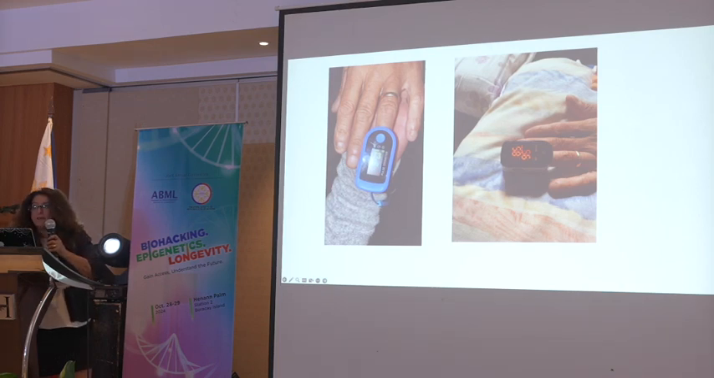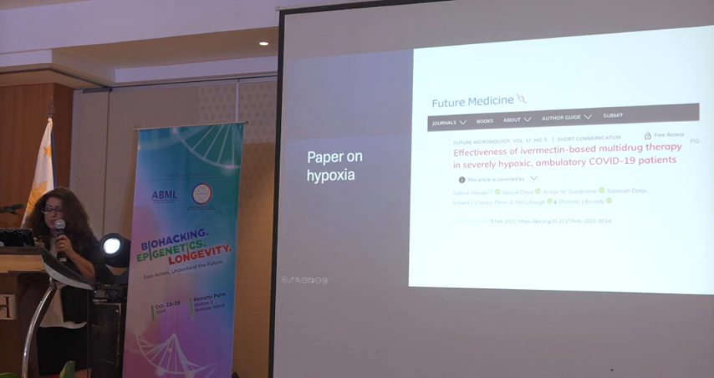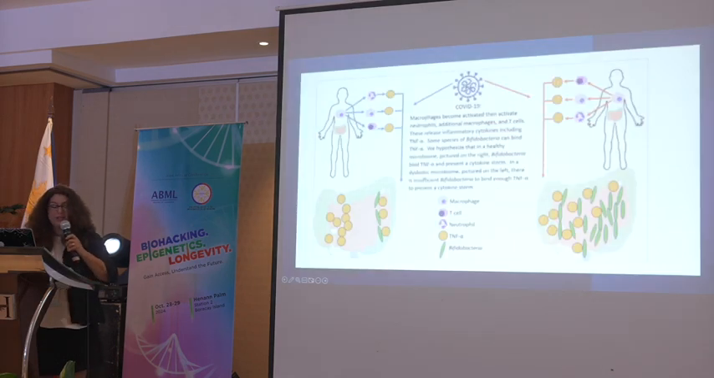My patients with hypoxia went from 73%, and after 36 milligrams of ivermectin, oxygen saturation went from 73 to 95%. How does that happen? So we published this paper, Effectiveness of Ivermectin-Based Multi-Drug Therapy in Severe Hypoxic Patients. That also took about a year to publish. What is the hypothesis there?